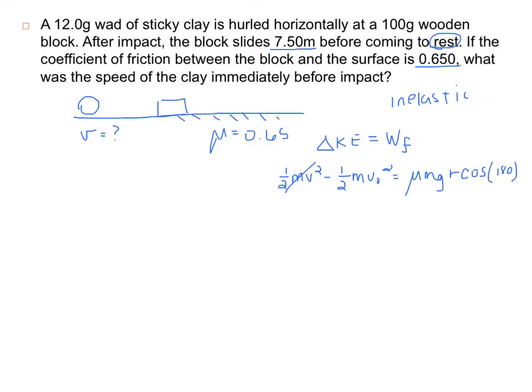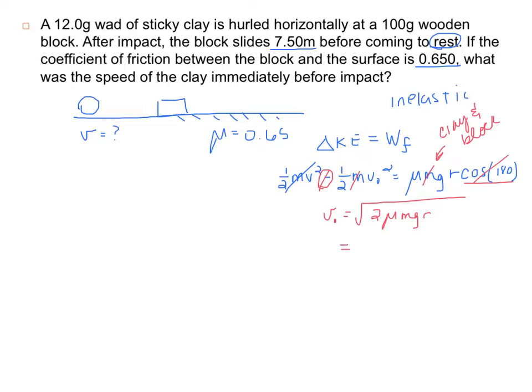Here, my masses will cancel out. And even if you didn't cancel the mass, you would need to make sure to include that this is the mass of both the clay and the block. But in this case, it doesn't matter because it does cancel out. Again, our goal is to find our velocity. So this is the square root of 2 mu g r. Now, I can include the cosine of 180, but that will just cancel out the negative sign I had to begin with.